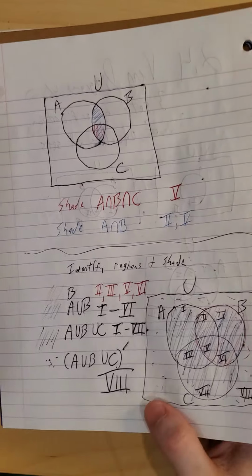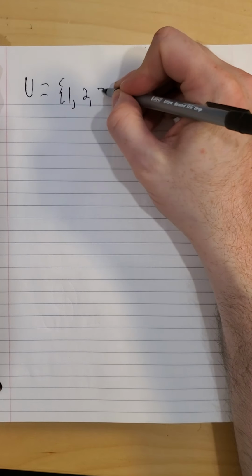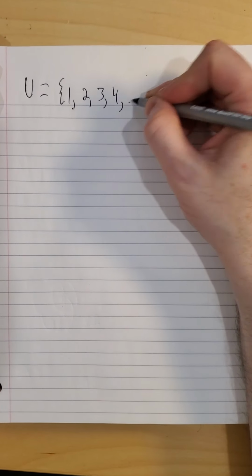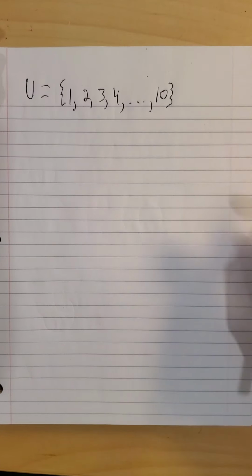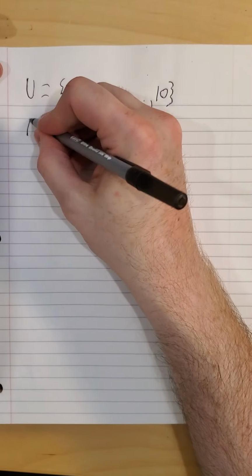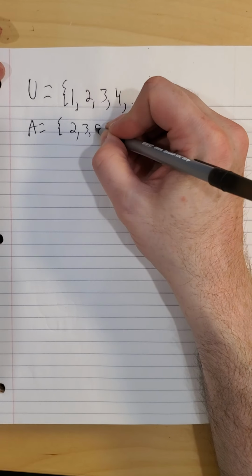So the next thing we do is we look at, well, what happens if we start putting some elements in here? So for this next one, our universal set, we'll go with 1, 2, 3, 4, and we'll go through stopping at 10. Set A we'll do in roster notation. That will contain 2, 3, 5, and 7.